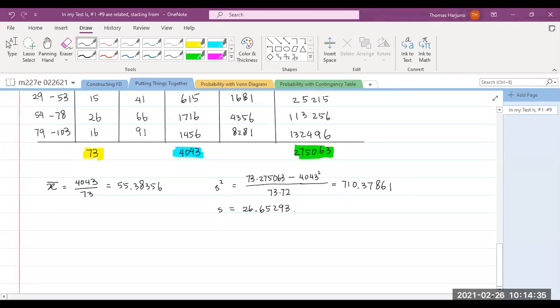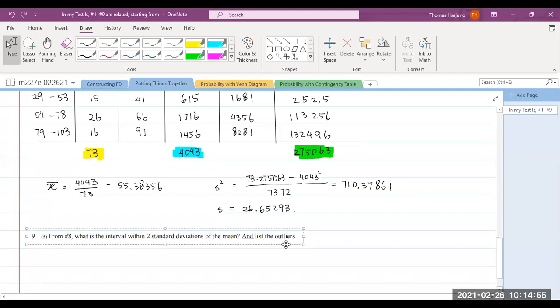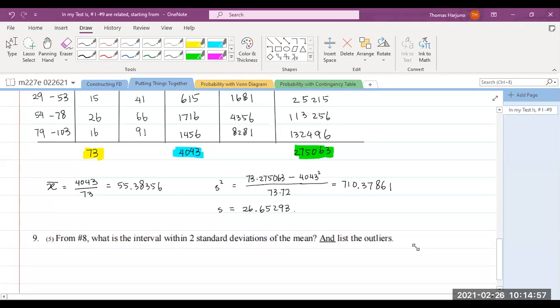The last question for this topic is, from that number 8, find the interval within twice standard deviation away from the mean, and list the outliers.